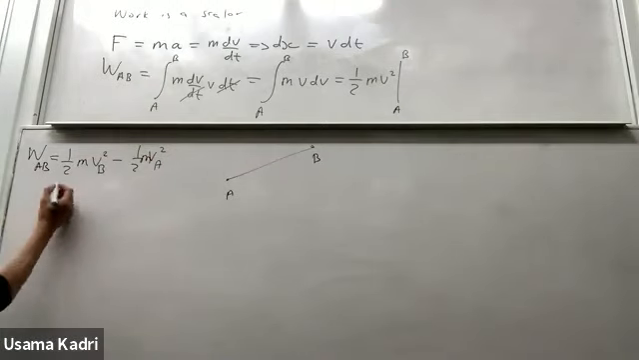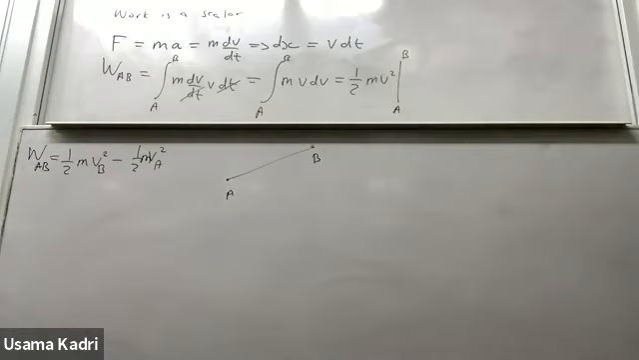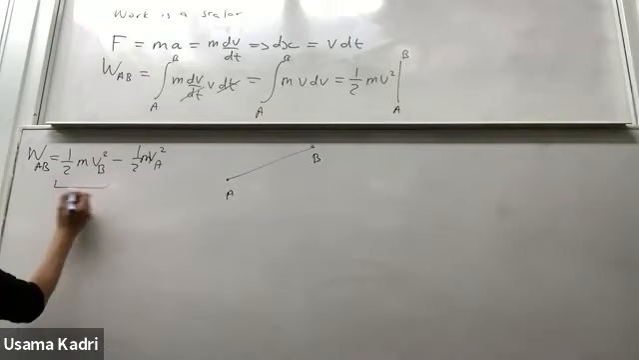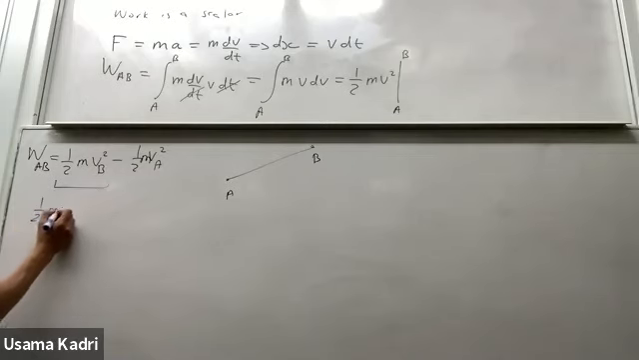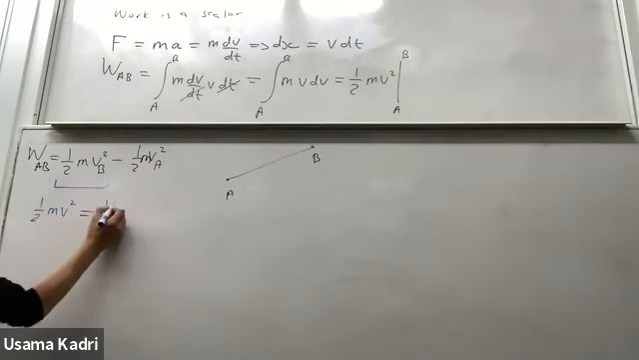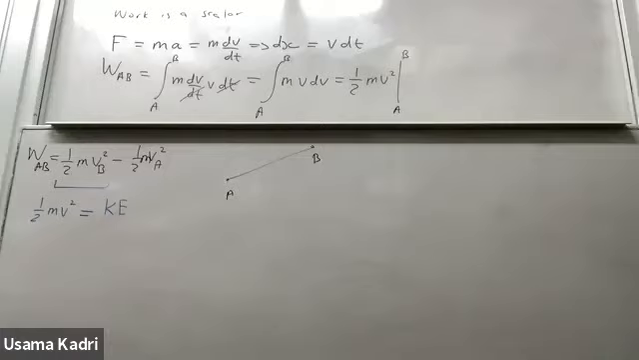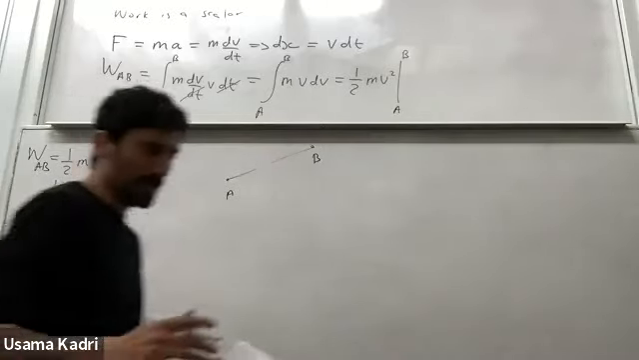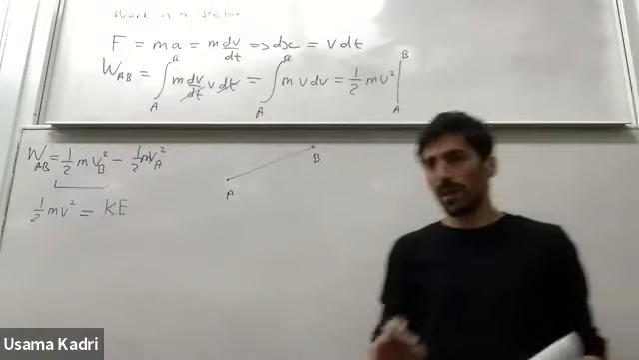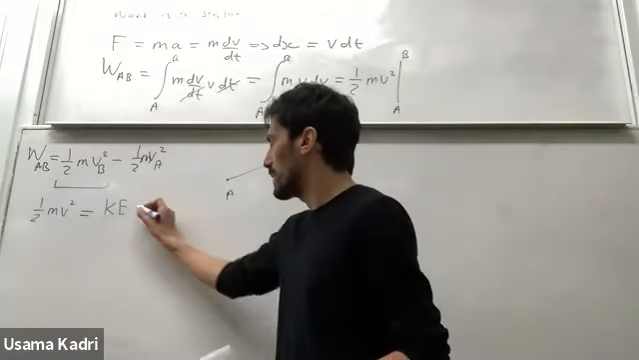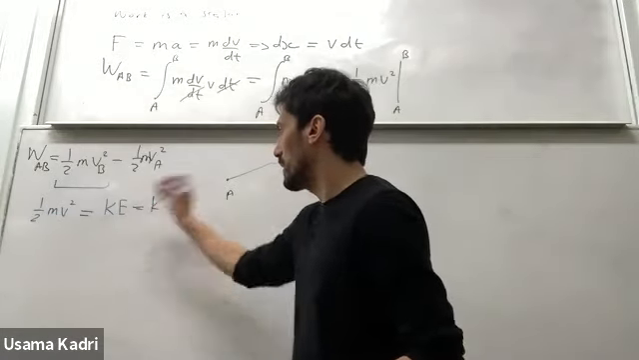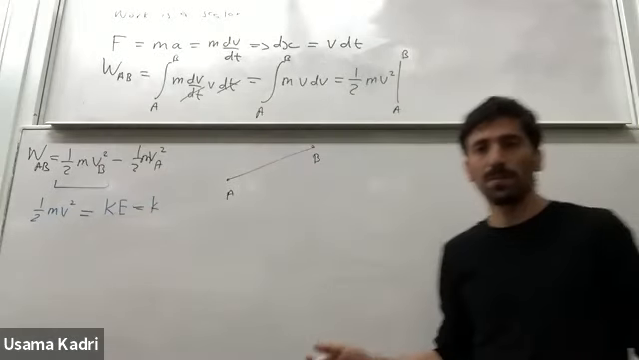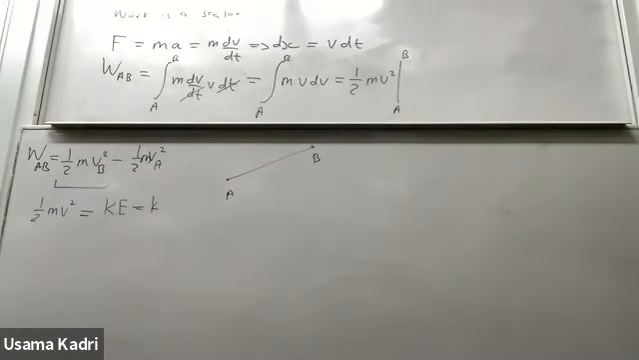Now this is called kinetic energy. This half mv squared is called kinetic energy. You can see different notations. Don't let that confuse you. It can be K or KE, doesn't matter. As long as you know it's kinetic energy, you know it's half mv squared.